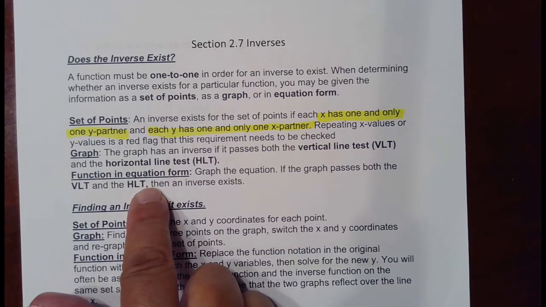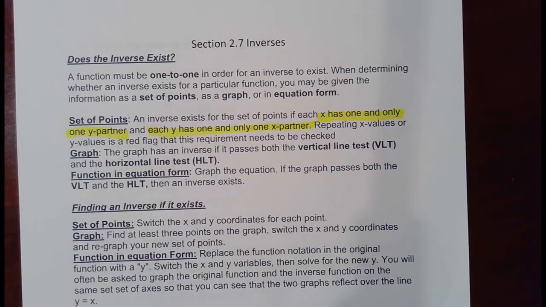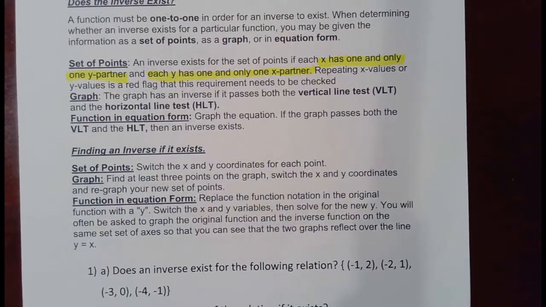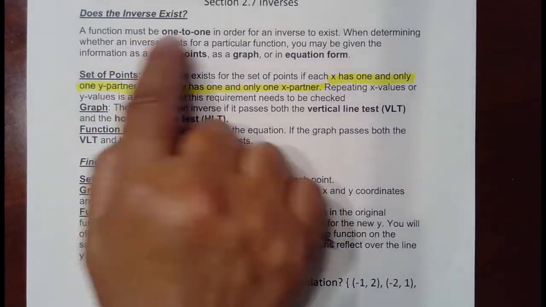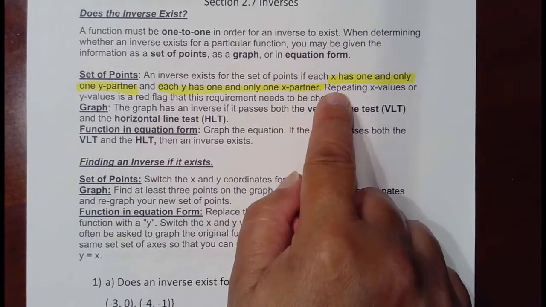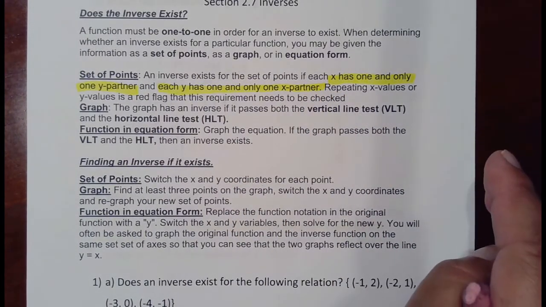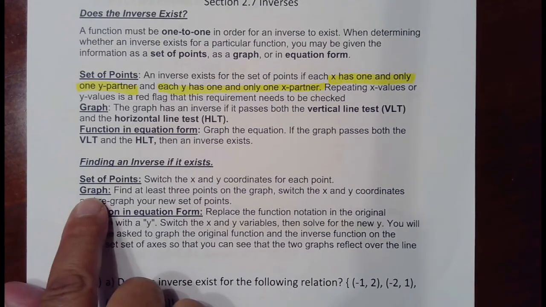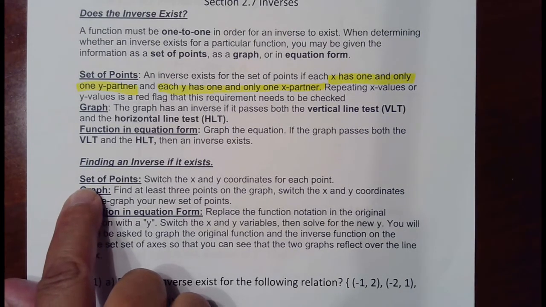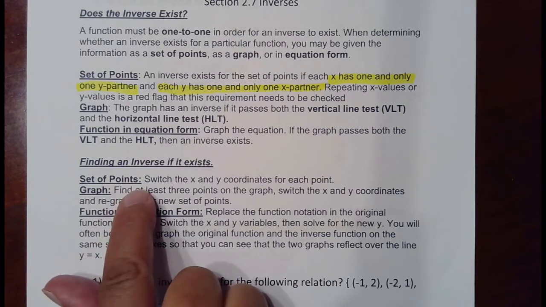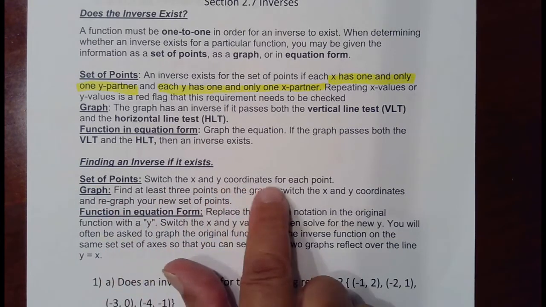Okay, once you determine that your function is one-to-one, that it passes this definition, regardless of how you test that it passes that definition, then the way to find the inverse, if you decide that there is an inverse, is just to switch the x and the y coordinates. That's when you're given a set of points.